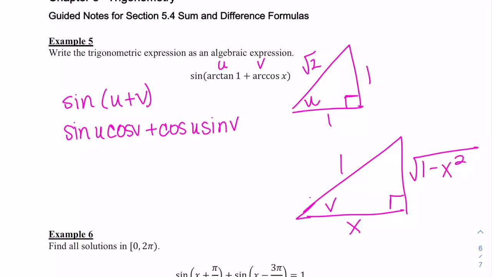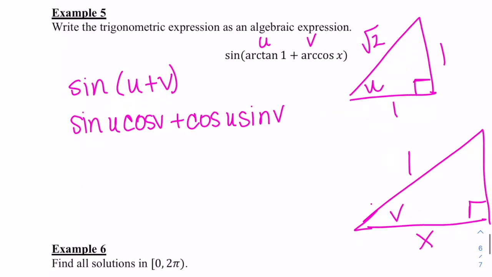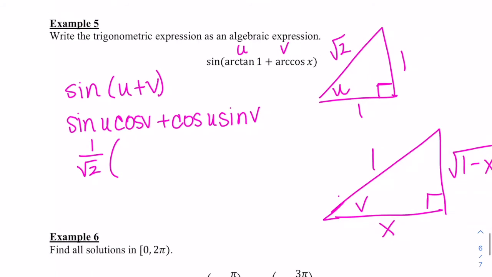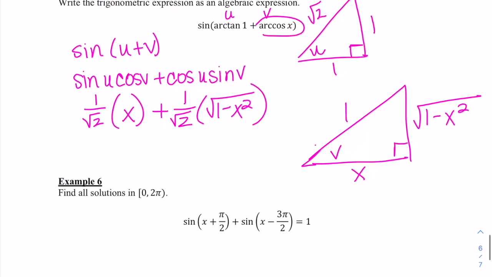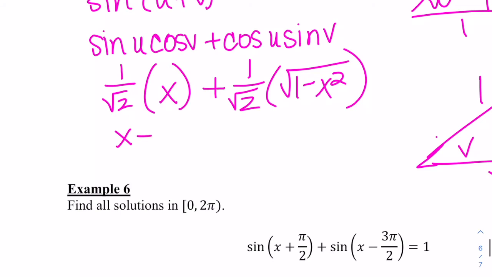We just use the Pythagorean theorem. So from here, we can actually just figure out the value. Sine of u would just be 1 over root 2. Cosine of v, well, we already were told that in the beginning, that's going to be x. Cosine of u, that's also 1 over root 2. And the sine of v, we figured out with the Pythagorean theorem, that's going to be the square root of 1 minus x squared. So we can write this as x plus the square root of 1 minus x squared over root 2.